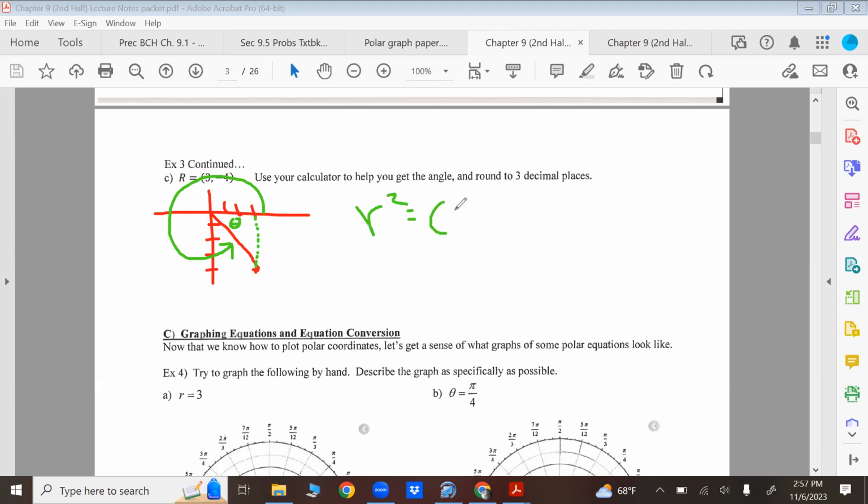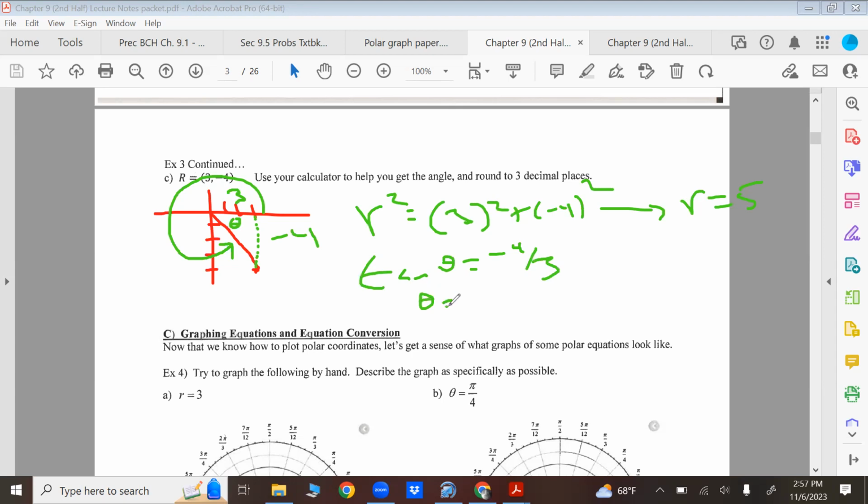R squared will be 3 squared plus negative 4 squared. So R is just going to be 5. And then tan theta, that's negative 4 and that's 3. So tan theta is negative 4 over 3. So theta is inverse tan of negative 4 over 3.